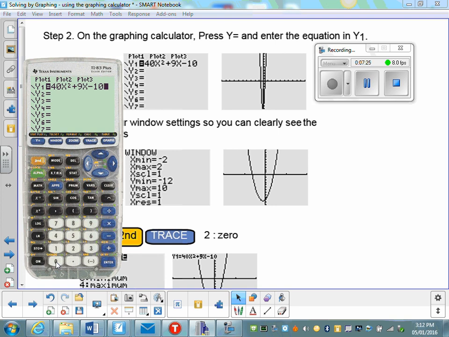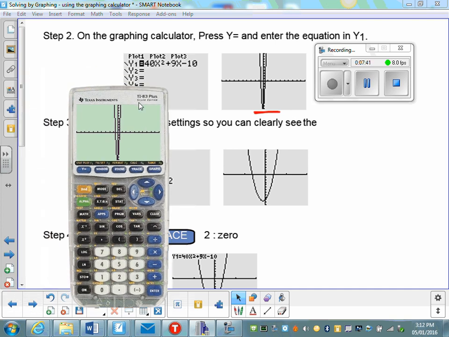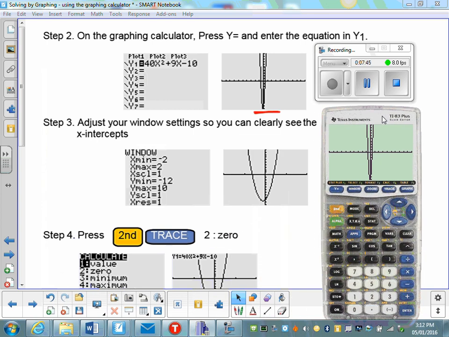Okay? And if I hit graph, you can see that I get the same graph that we have here. And it's not really ideal. We can't really see what's going on with the graph. So I can change the window setting so that it looks a little bit nicer. It's easier to see what's going on.